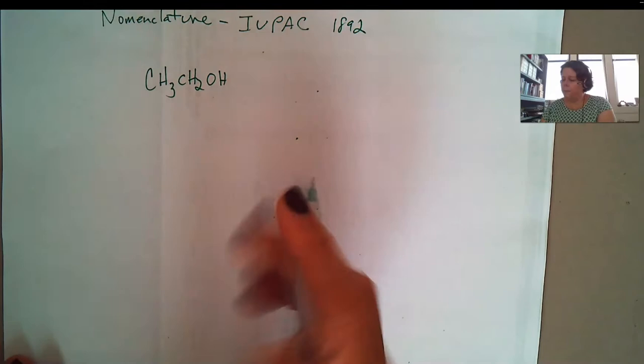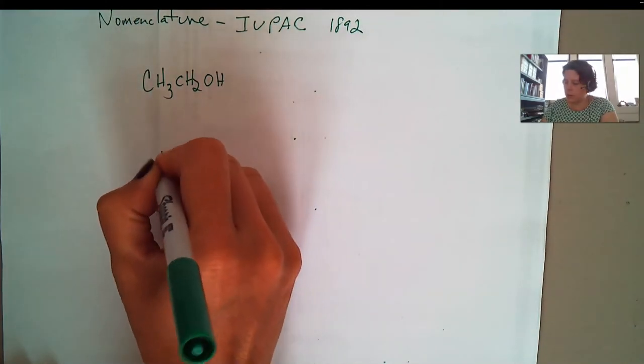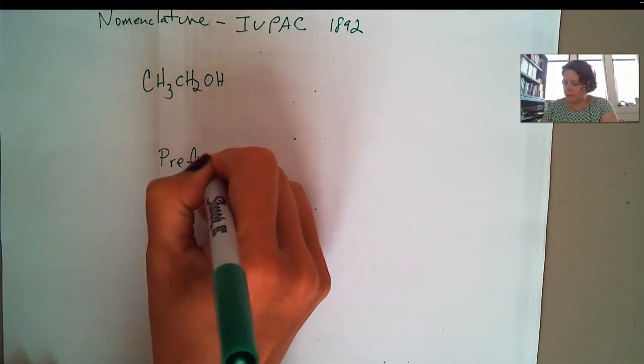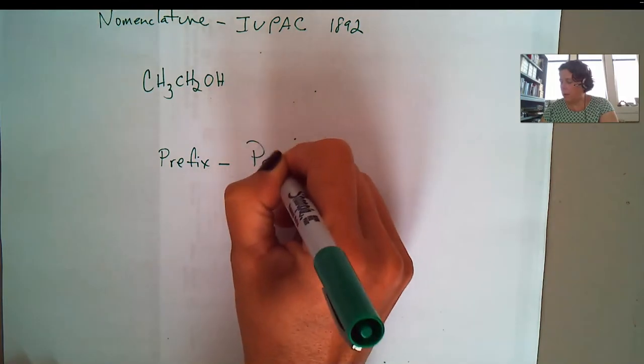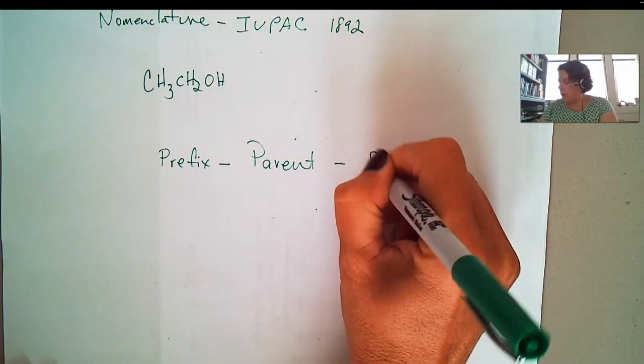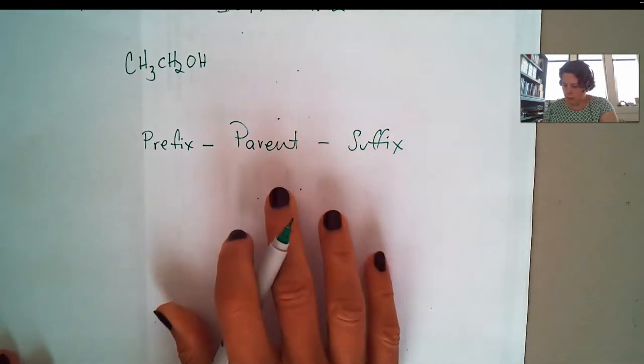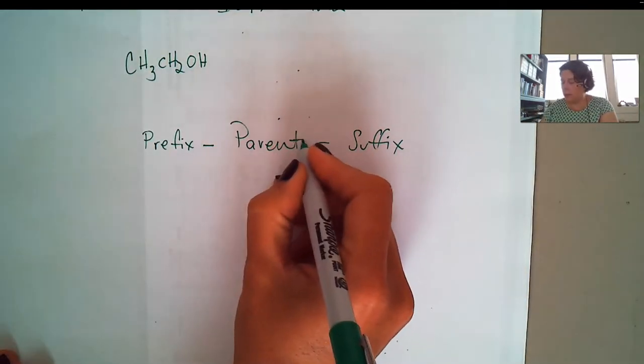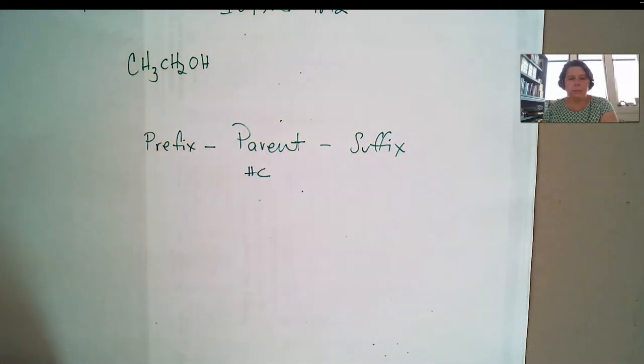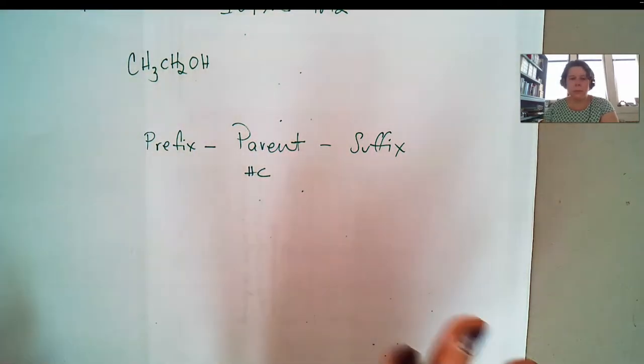So what they did was they came up with this system. They have a prefix, you have the parent, and then you have the suffix. Okay? So the parent compound, as we've been talking about, is the number of carbons, right? So that goes in the middle.